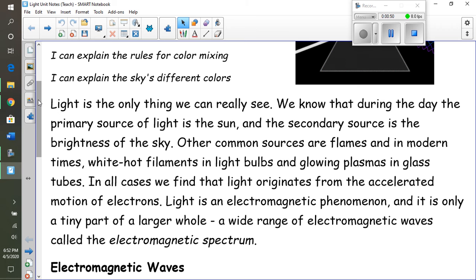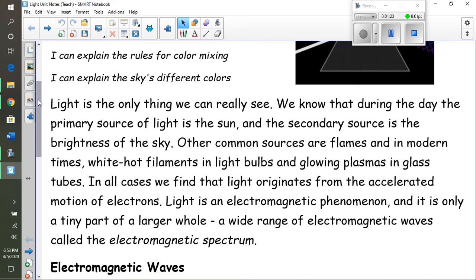But in all cases, we find that light originates from the accelerated motion of electrons. And this is important because electrons are charges, and when we accelerate them, they have an electric field surrounding them, and then when they move, they get a magnetic field around them. So by moving them, there's both a magnetic field and an electric field. And so by having the accelerated motion of electrons, light is produced.